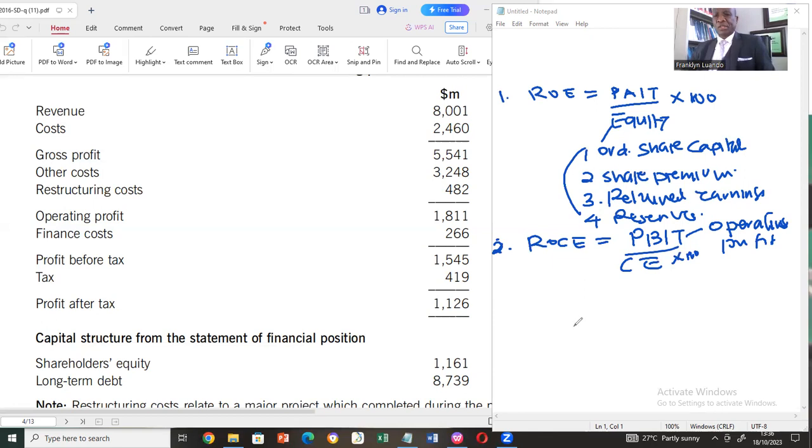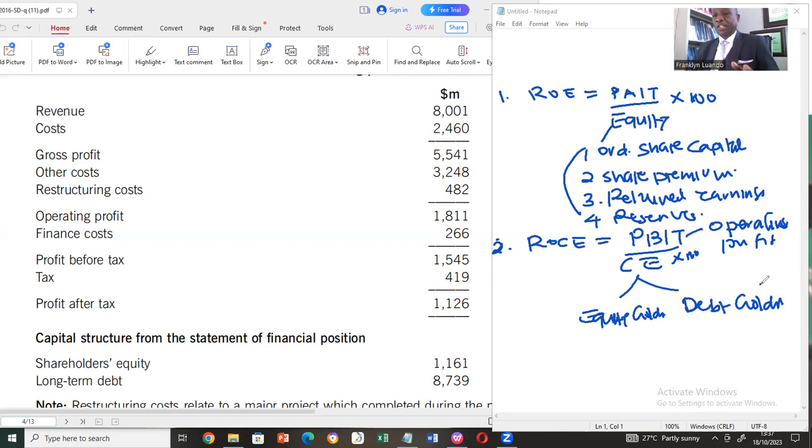Now, I want to explain that this type of capital is from the equity holders and from the debt holders. So return on capital employed focuses on both. What is the return for both equity shareholders and debt holders? What is their return?